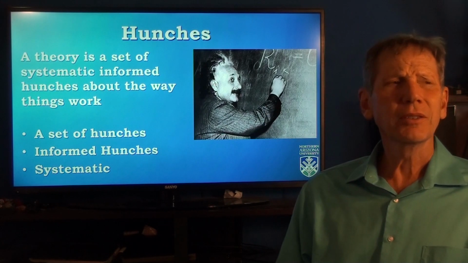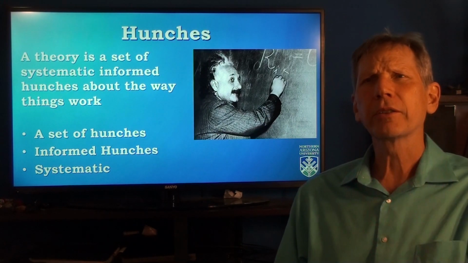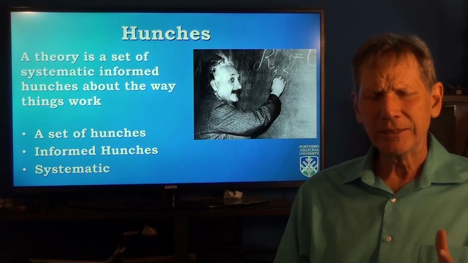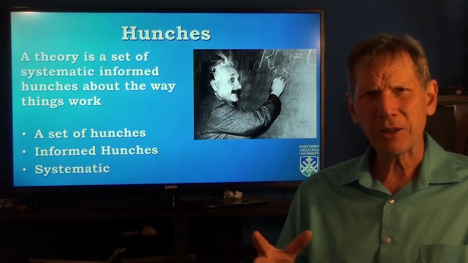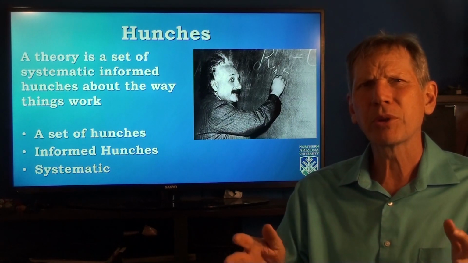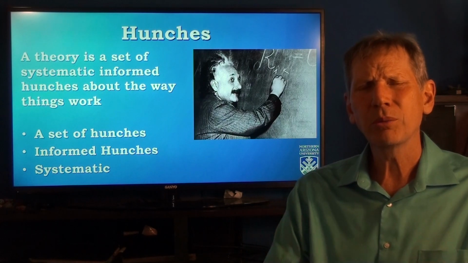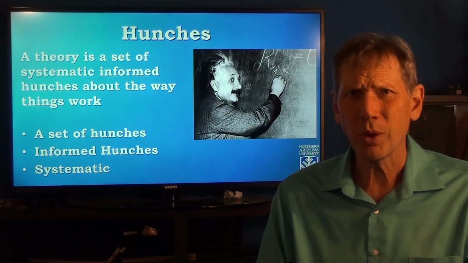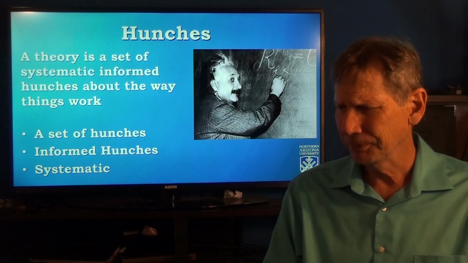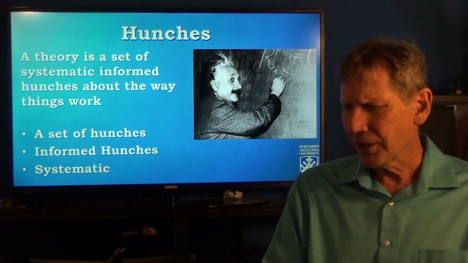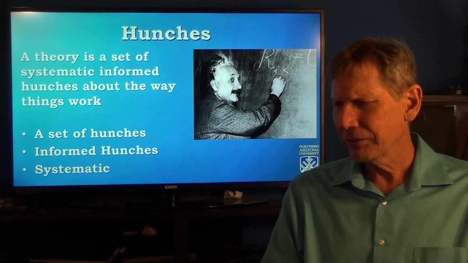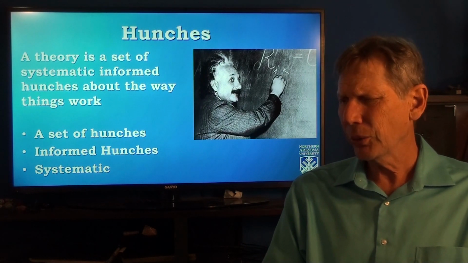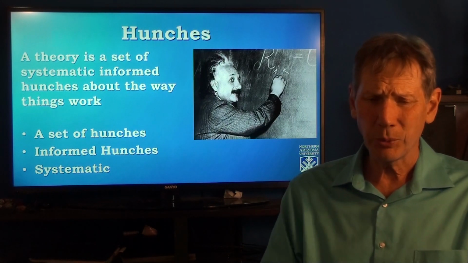We don't just say, I have an idea, throw a theory out there, let's publish it. No, when we say systematic, you're following a method, you're following a procedure, so that you don't make a really big mistake. That's what procedures are for, to get things right. Get them right the first time, hopefully. So a theory is a set of systematic, informed hunches about the way things work. And I like the way things work part.